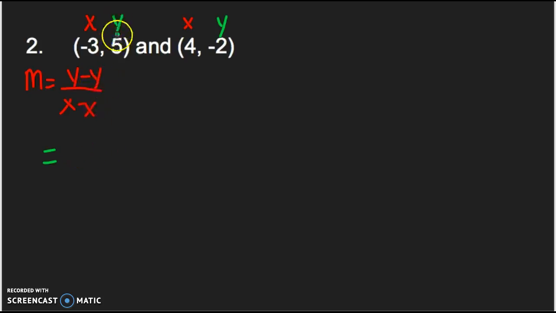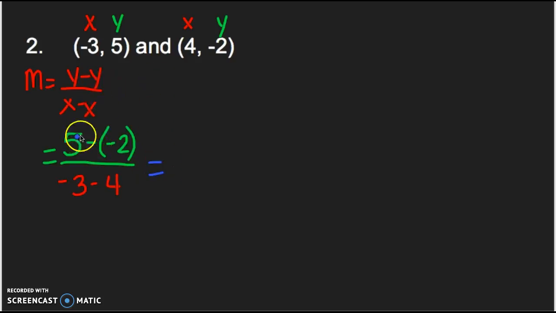Watch this. I'm going to take 5 minus a -2. You have to be very careful of that. It's not 5 minus 2. It's 5 minus a -2. Okay? Then when we do the x values, since I did the 5 first for the y's, I have to do the -3 first for the x's. So -3 minus 4. And then just simply solve it.